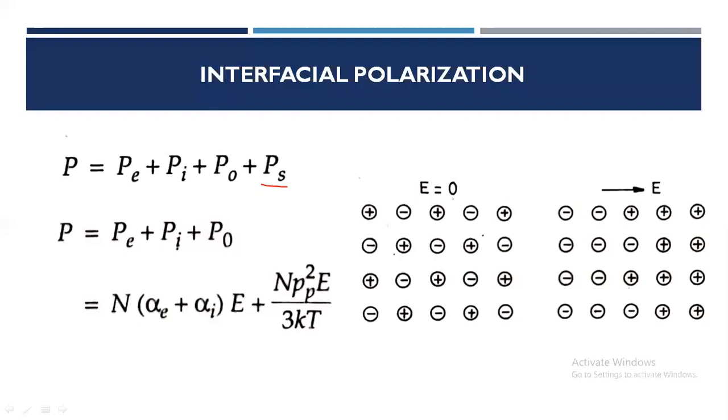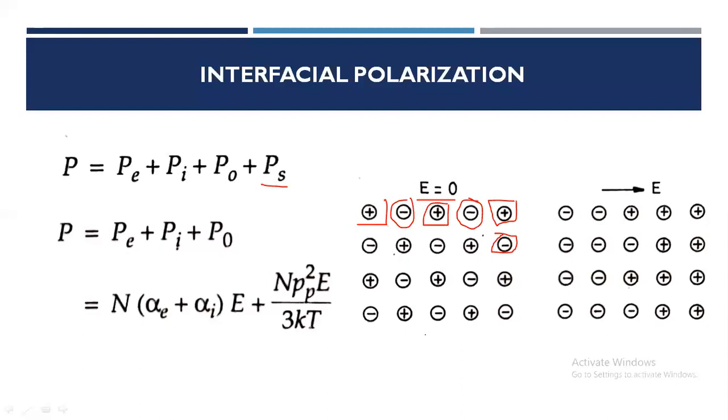When the electric field is absent, the charges are arranged in a random manner. You can see here alternating charges: a positive charge, then a negative charge, again positive, then negative, positive, and again negative. Like that, it appears with alternating charges, meaning random movement of the charges when the electric field is absent, that is, E equal to 0.